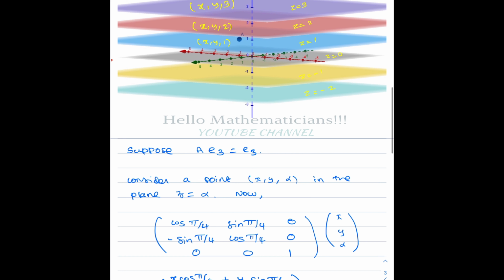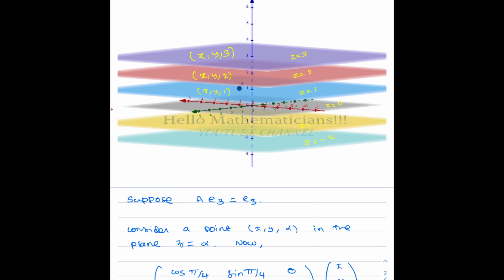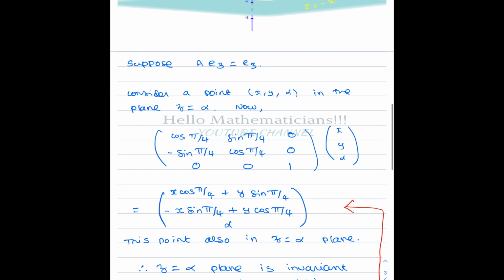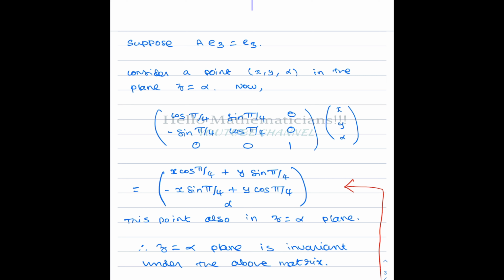Now I take a point in the plane z equal to alpha. If alpha is a positive number, then it will be some plane here. If alpha is negative, then it will be a plane here, some plane like this. In z equal to alpha, the z coordinate is constant. In any such plane, every point is of the form (x, y, alpha), and I look at the image of that point under the matrix A.